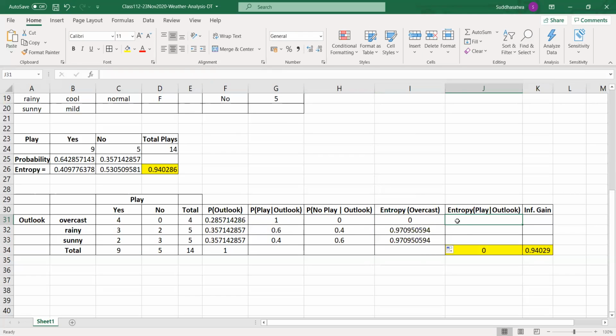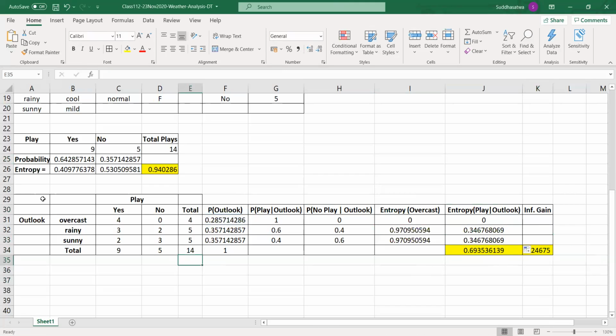Now the entropy of play given outlook is going to be the probability of outlook, which is this, multiplied by the entropy of that field. That is exactly what is going to be the value. If I just drag and drop it over here, I get a total value of 0.69 and I get an information gain of this. It's fine, right?